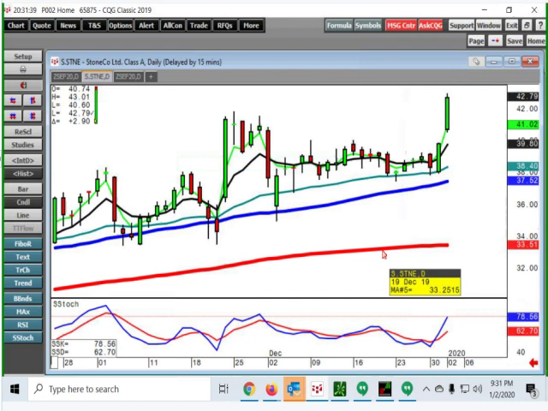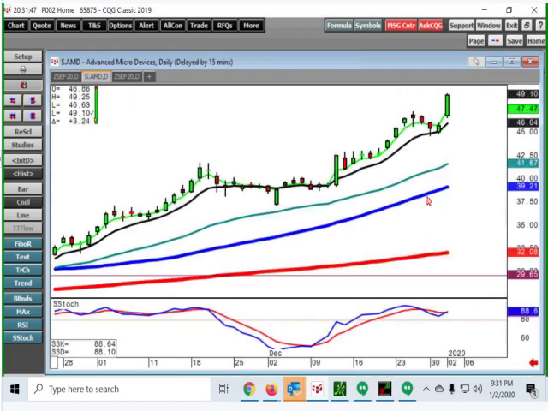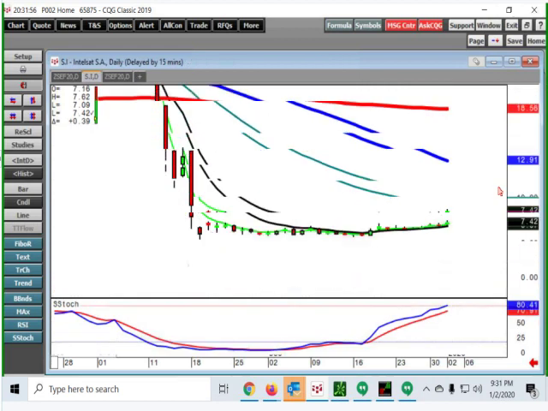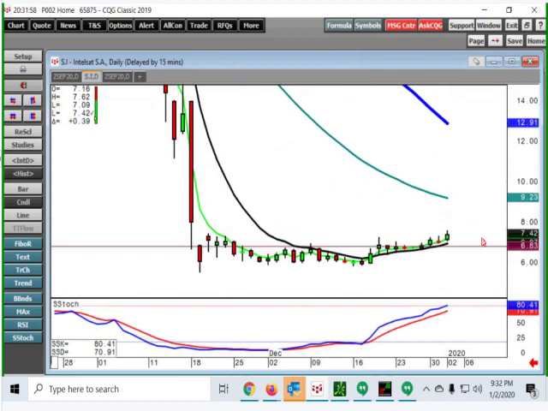AMD, you can see the J-hook pattern. I'm pulling this one up because a lot of people like to follow AMD. Intelsat. You can see the big fry pan bottom. You're right here at this breakout. If it breaks out, what do you got going? Well, you had a big column. That's where you could start running rampant to the upside on this one.